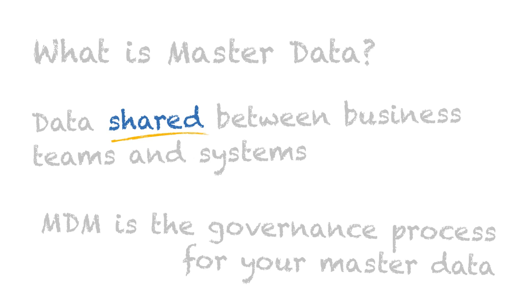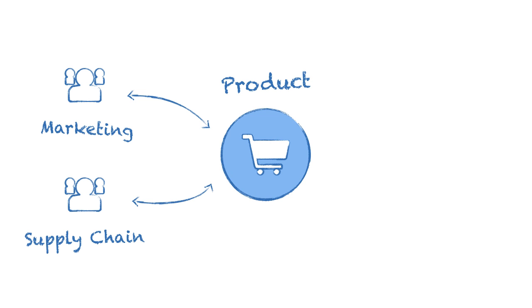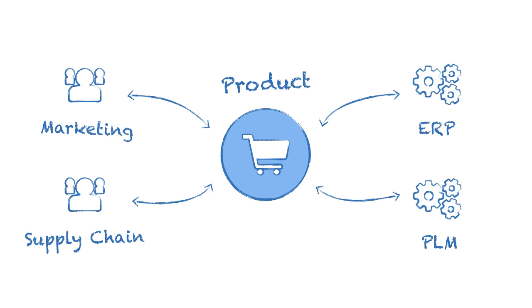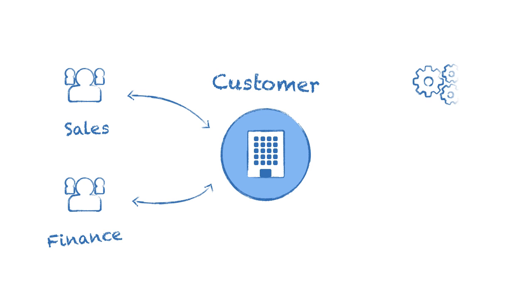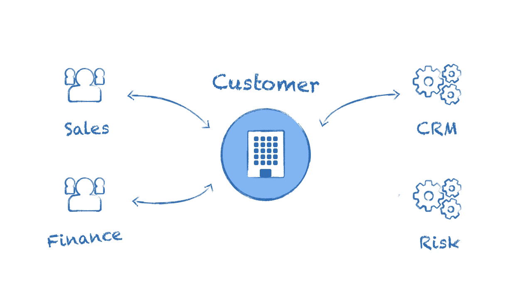If we look at each domain, starting with product, we can see how identifiers and attributes of a new product are shared between product management and marketing and supply chain, and how that information is then propagated to systems such as ERP and PLM. Common use case for MDM. With customer, we can see how enterprise sales will share identifiers and attributes about the company that is closed with finance, and how that information is then propagated into CRM, and then also risk.